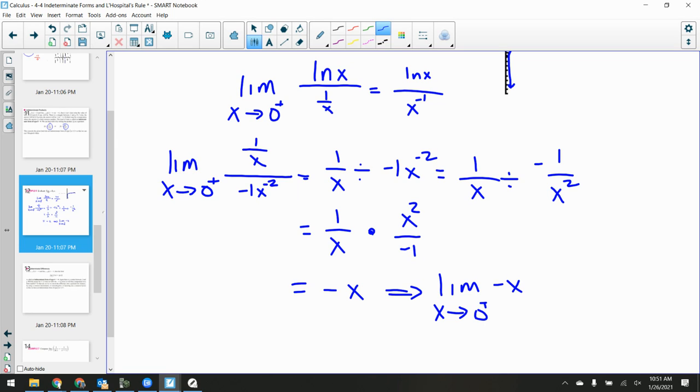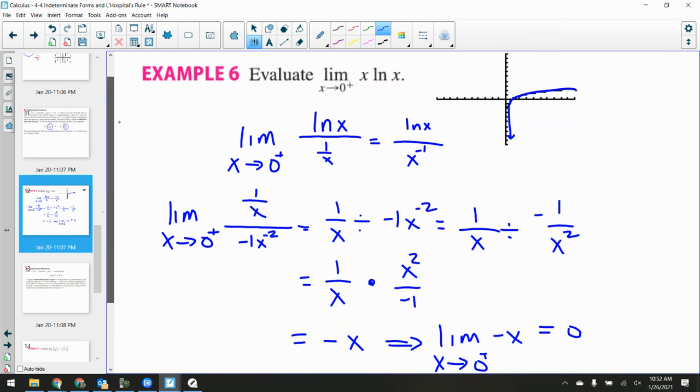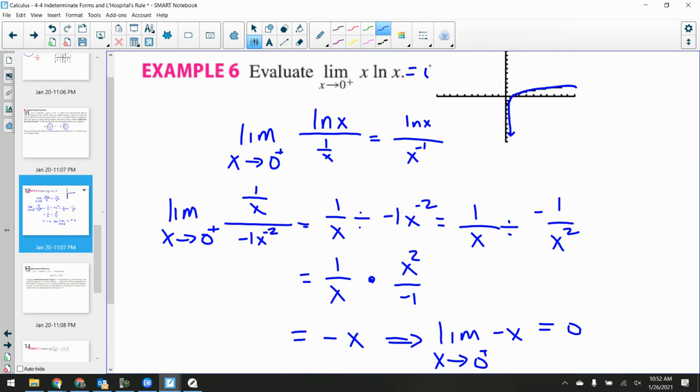Which means I need to find the limit as x goes to 0 from the positive of negative x. Well, direct substitution, negative 0. So what I can say there is this product actually goes to 0. That's the final statement: that limit actually equals 0. And how did we do that? Well, we turned that product into a quotient so that we could evaluate it.